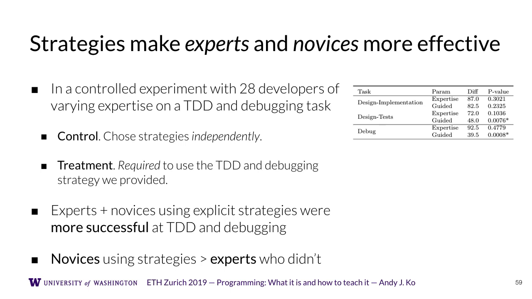And so what we found is that experts and novices that used explicit strategies were just more successful at both of these tasks. They designed more tests in the TDD case, and in the debugging case, they were almost uniform in finding the defect, whereas the other condition didn't find it at all. I think the most interesting finding here was that the more novice developers in our pool that used the strategies were more effective at these tasks than the experts who didn't.